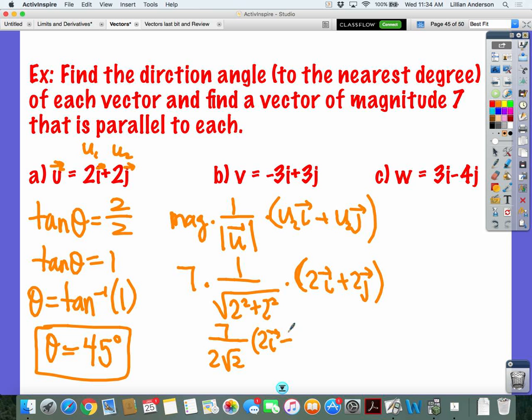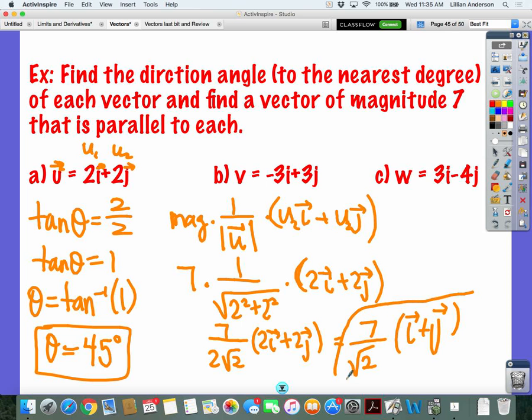Times 2i plus 2j. Now, you're normally supposed to take the root 2 off the bottom, but you sometimes don't do that in this class. Either one would be acceptable as an answer. But since you are multiplying this scalar by this vector, you can actually simplify. This outside 2 can cancel out with the 2s here. So then you'll basically be left with 7 over the square root of 2 times i plus j. You could leave this as your answer, but if you did want to rationalize, then it would be 7 square root of 2 over 2 times that. Either one would be acceptable. And there's your vector that's parallel.